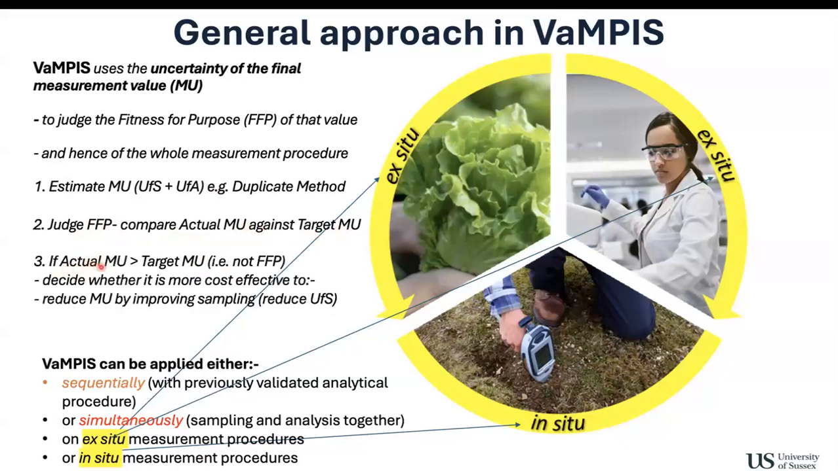If the actual is bigger than the target measurement uncertainty, the measurement procedure is not fit for purpose, and you have to decide what is more cost effective: to reduce the measurement uncertainty by improving the sampling, hence reducing the uncertainty from sampling, or improve the chemical analysis, reducing the uncertainty from analysis. And to do that, you'd modify one of the 7 analytical performance criteria that are talked about in the guide.